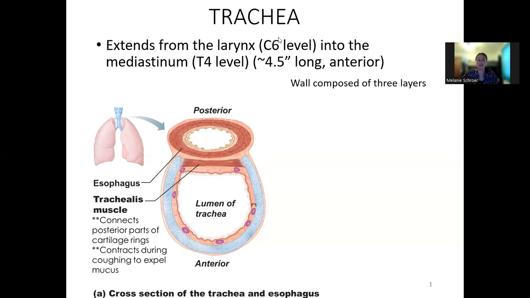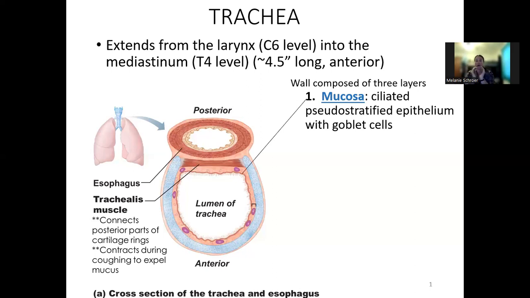The trachea extends from vertebra C6 to about vertebra T4. So again, we can use our spine as kind of like a yardstick to figure out where these different structures are. Right? The trachea, just like any other modified tube in the body, is composed of three different layers. Okay, so let's just walk through them, working our way from the inside to the outside.